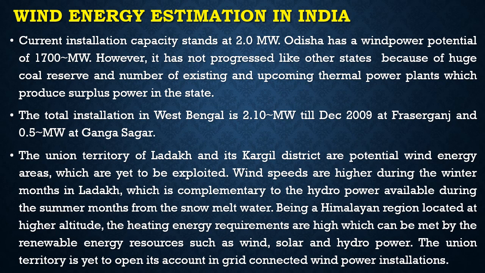The Union Territory of Ladakh and its Kargil district are potential wind energy areas and they are yet to be exploited. Wind speeds are higher during the winter months in Ladakh, which is complementary to the hydropower available during the summer months from the snow melt water. Being a Himalayan region located at high altitude, the heating energy requirements are high, which can be met by renewable energy sources such as wind, solar, and hydropower.